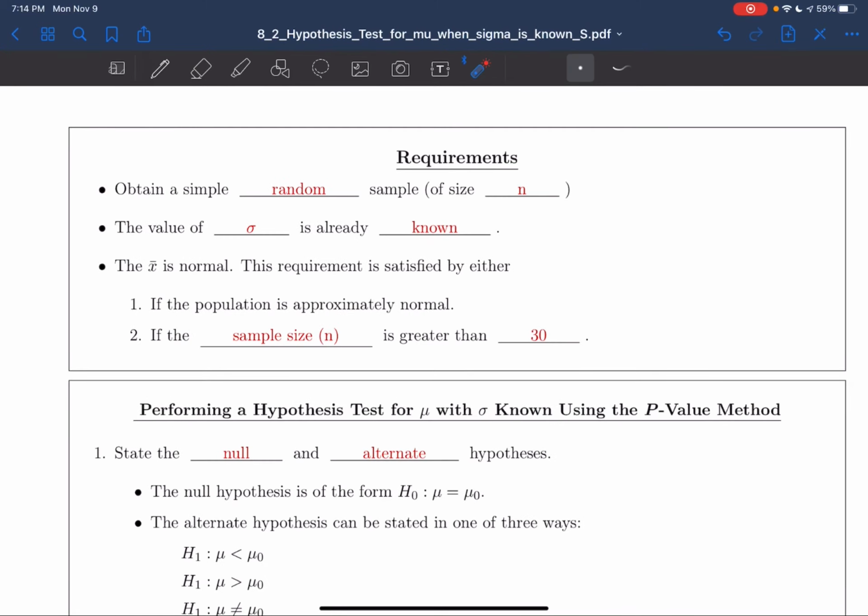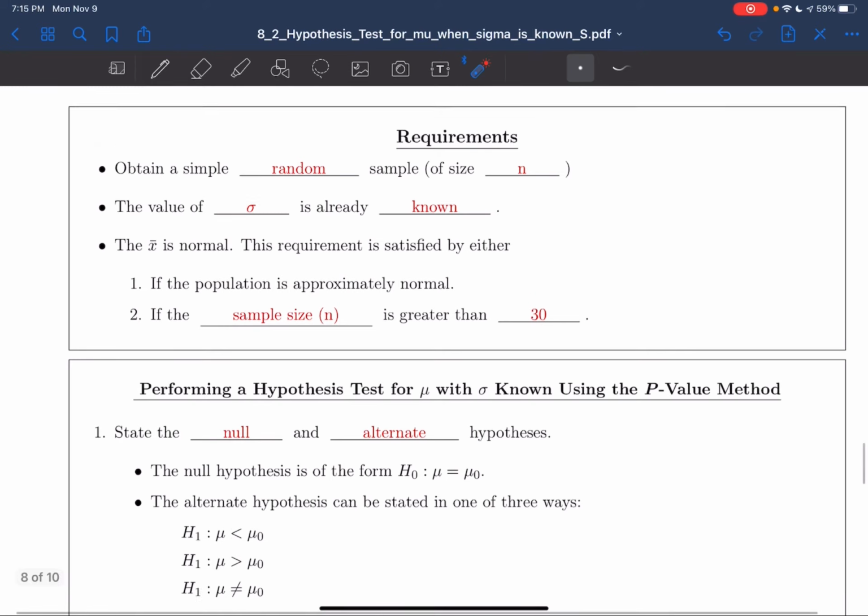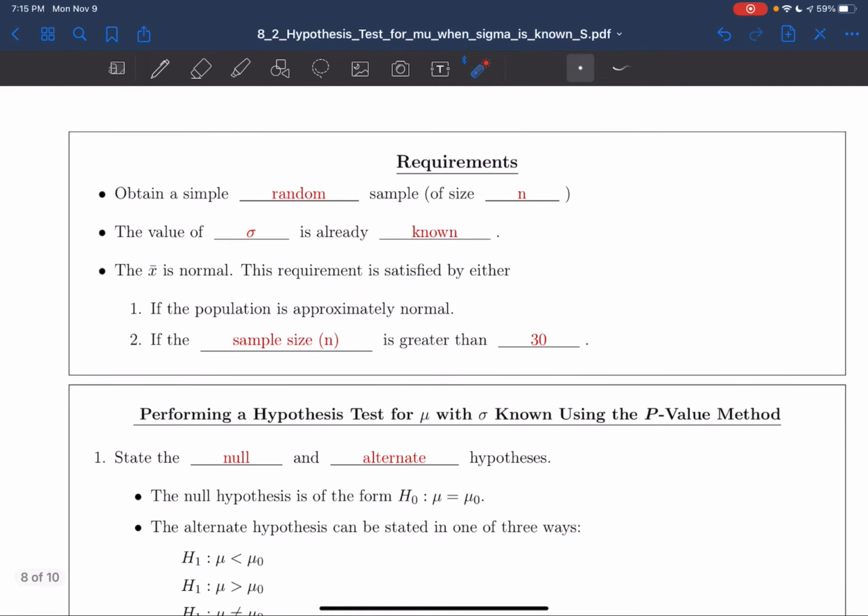Okay, so first thing you want to do is obtain a simple random sample of size n. Since in this section we're dealing with a situation when sigma is known, we want to know the value of sigma, and then we also want to check if our sample mean distribution is normal. This requirement can be satisfied in one of two ways: the population is already approximately normal, or X comes from a normal distribution, or the sample size n is greater than 30. If all this is satisfied, then you're able to perform hypothesis testing.